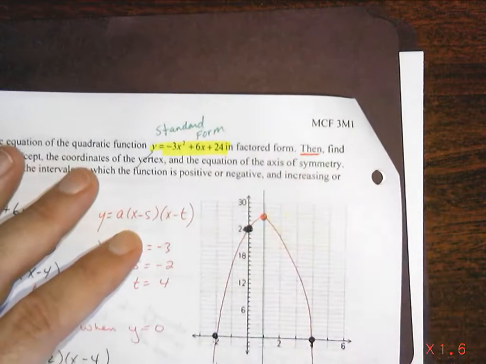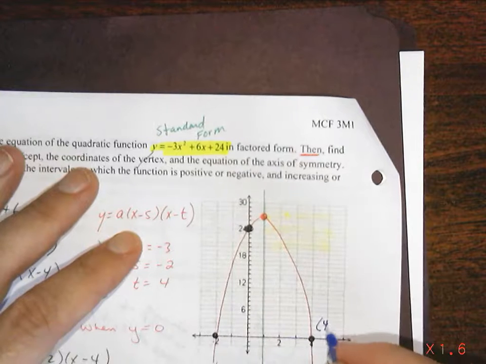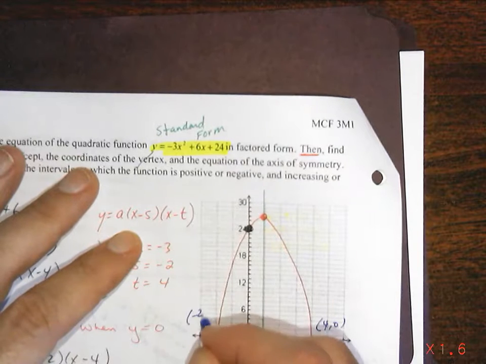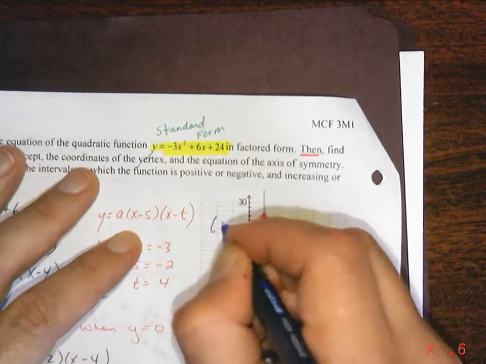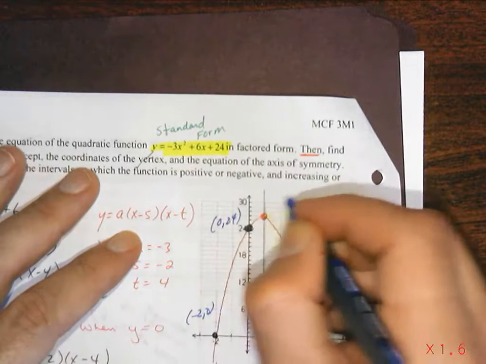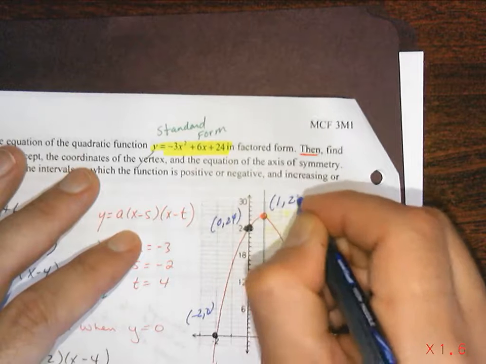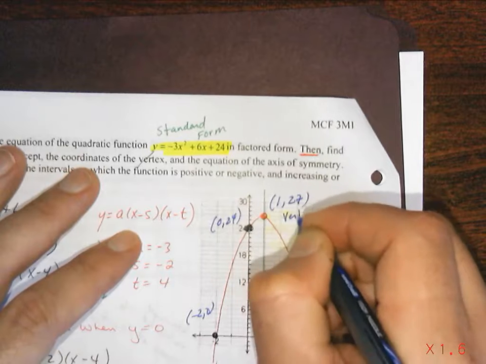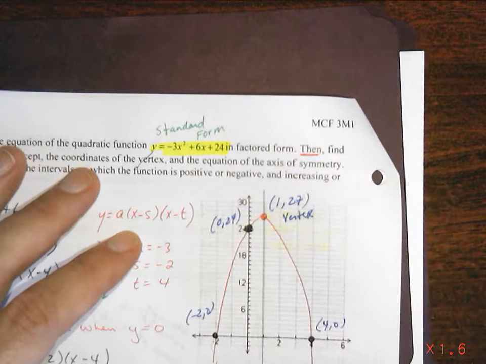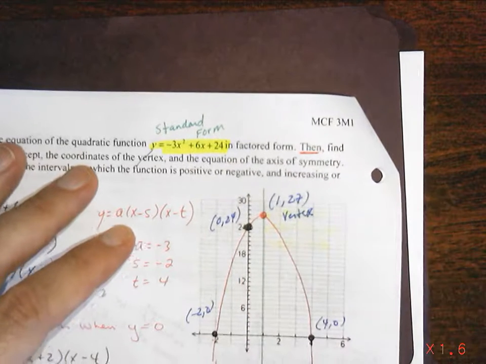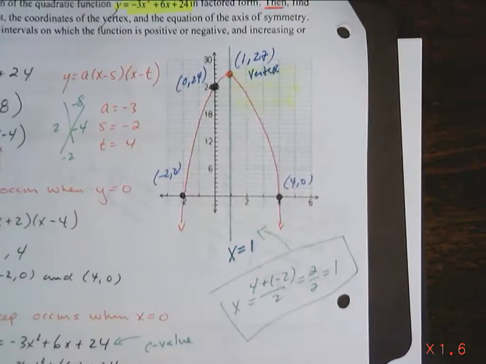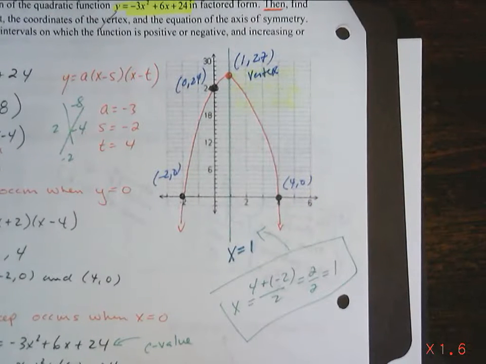And you're going to label the important parts on your graph. So 4, 0, negative 2, 0. This is 0, 24. This is 1, 27, and it's your vertex. And your axis of symmetry needs to be labeled, which is x equals 1. And we've got just about everything there.